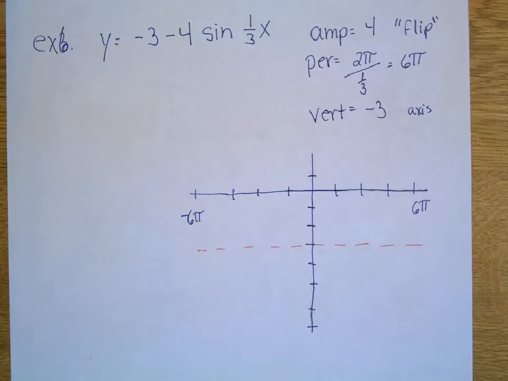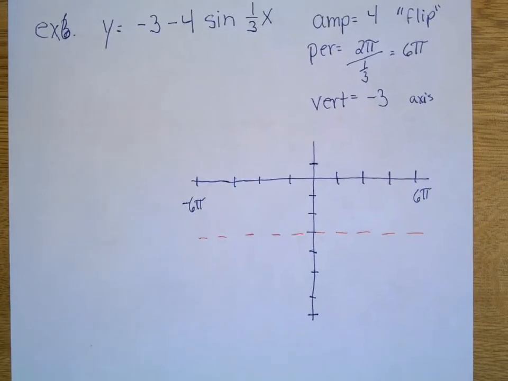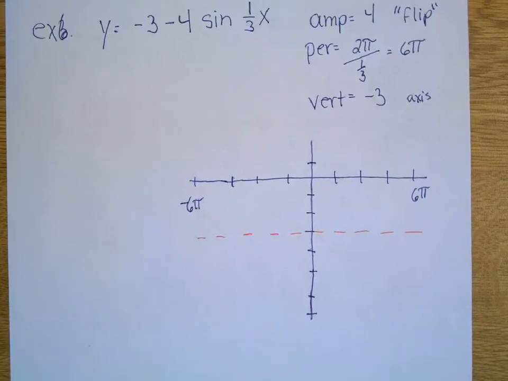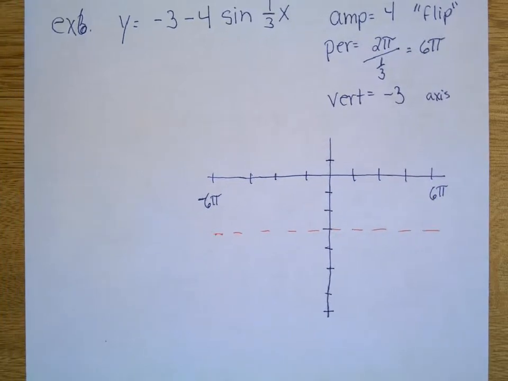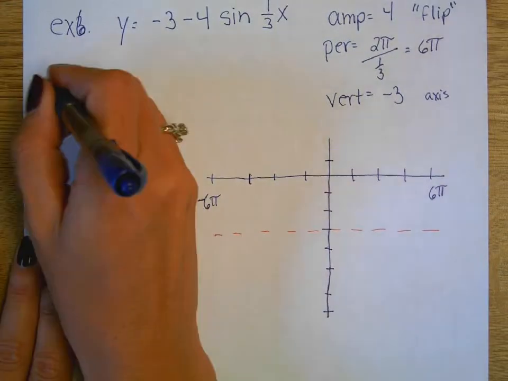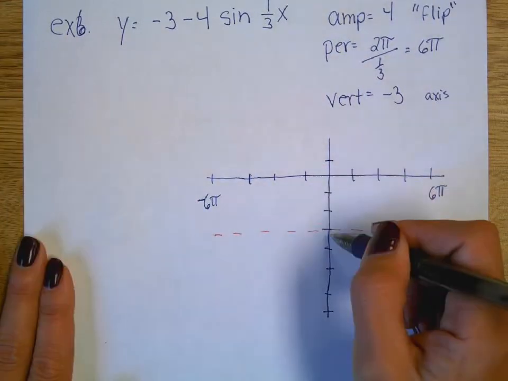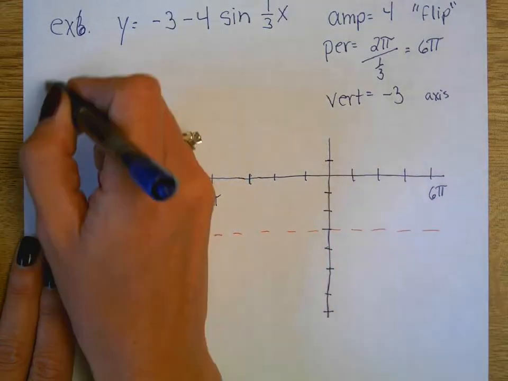Katie? Thank you. Let's make our table. Are we gonna go above the axis? Yep, 1, because we had to go up 4 from -3, so it's going to take me up to 1.